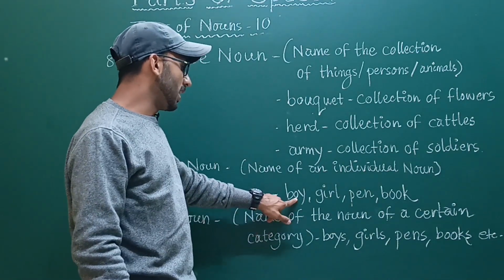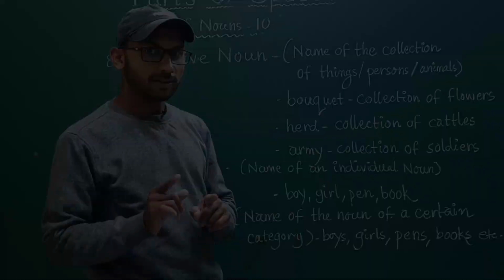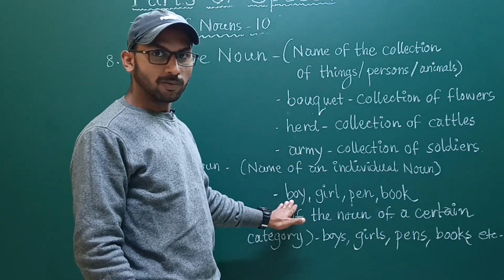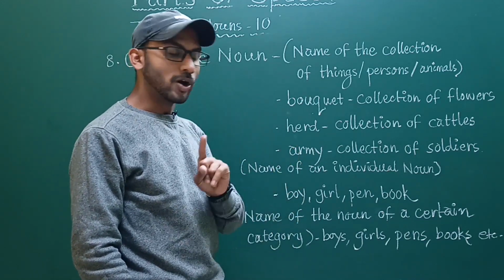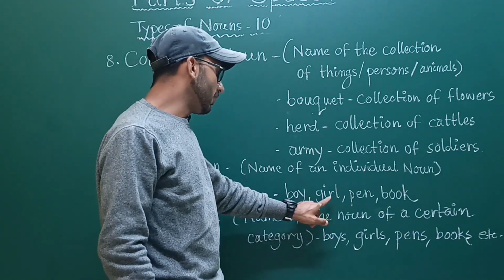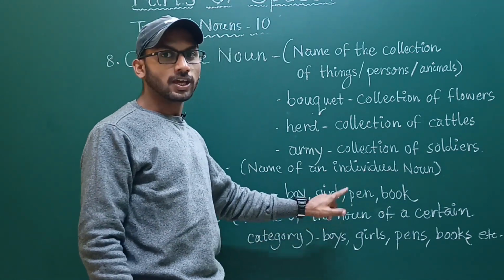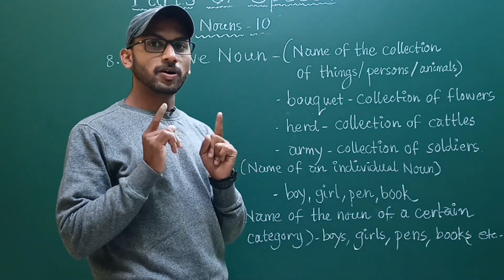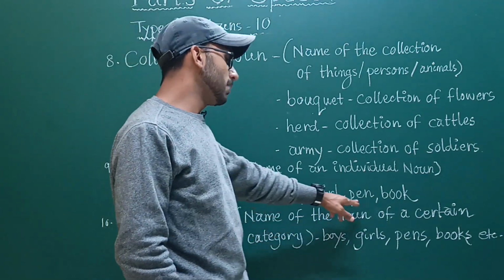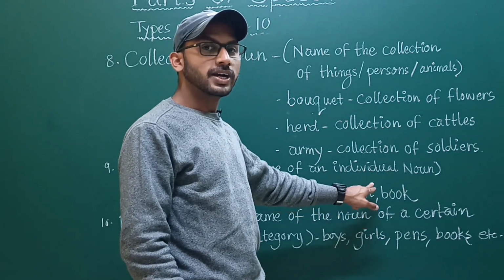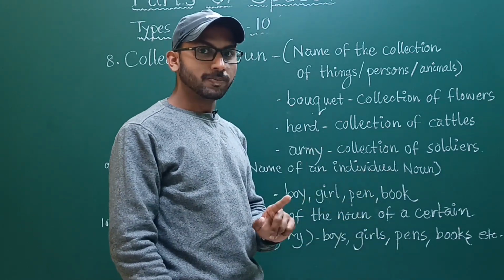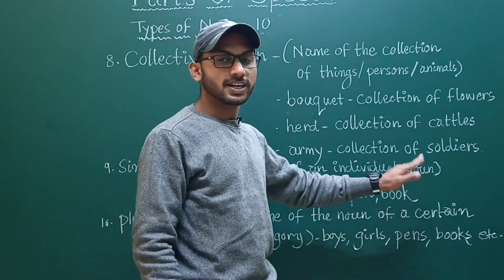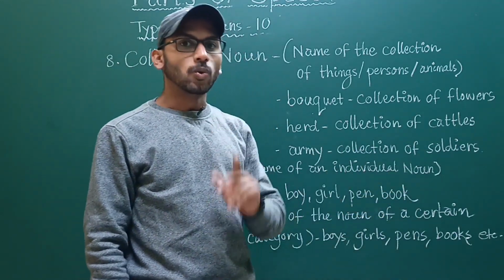So when I say a boy, I talk about a single boy. I'm talking about one boy. If I say a girl, I say about a single girl, one girl. If I say pen, I say about a single pen, one pen. Similar thing happens to the book. If I say a book, it means one book.